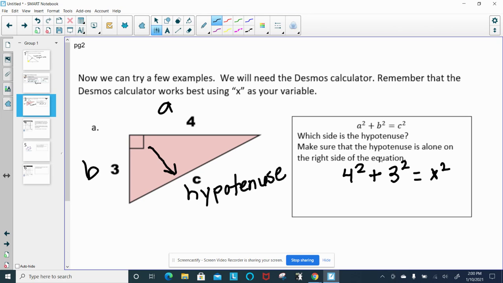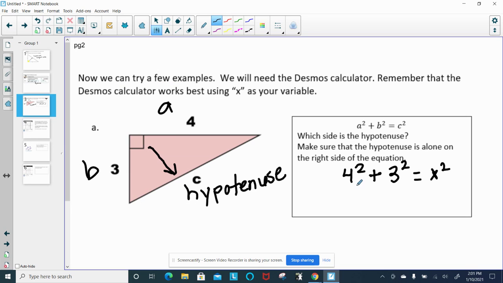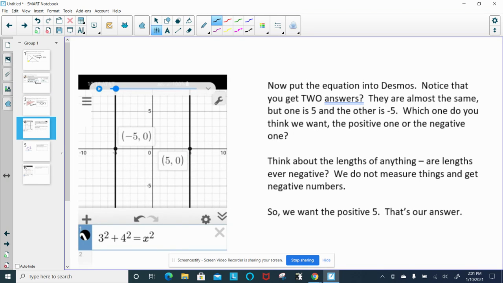And if you look down below on your packet page, you'll see that I did that. Now, in this case, you can see at the bottom, the 3 squared comes first and then the 4 squared. Whereas before I wrote it 4 squared plus 3 squared, it doesn't matter what order you add those two things because they're on the same side of the equation. So this is what I did when I put it in Desmos.